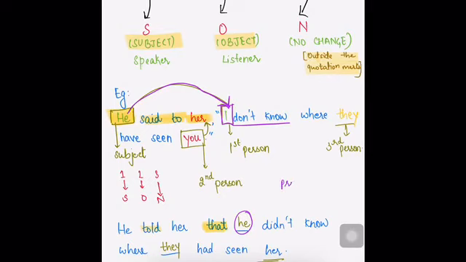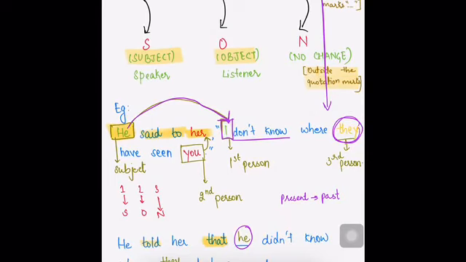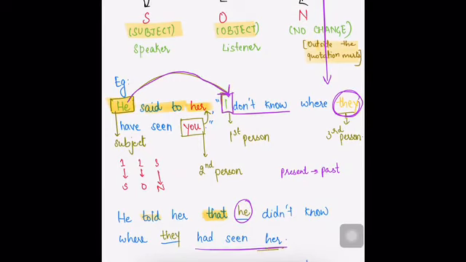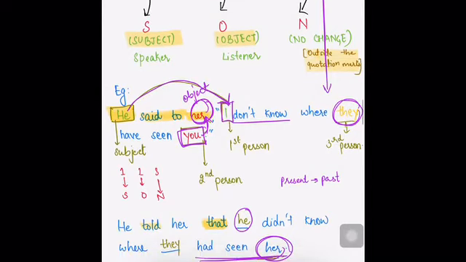Why? Because present into past. So he didn't know where they. "They" is the third person here, and it will remain the same, no change. So that he didn't know where they had seen her. Why "her" now again? Because this is the second person, and second person is being referred here for the object. So it's a simple rule you have to apply: 1, 2, 3 SON. So first person will be subject, second person object, third person no change.